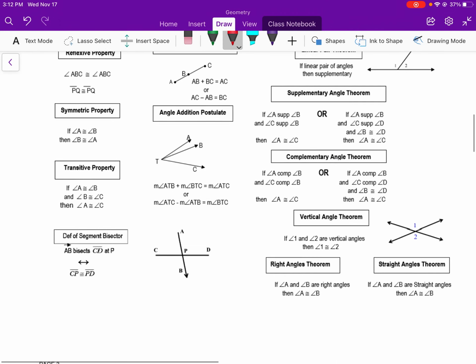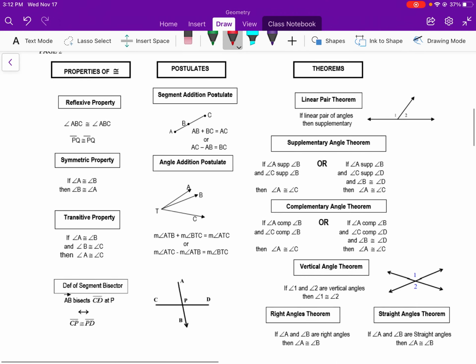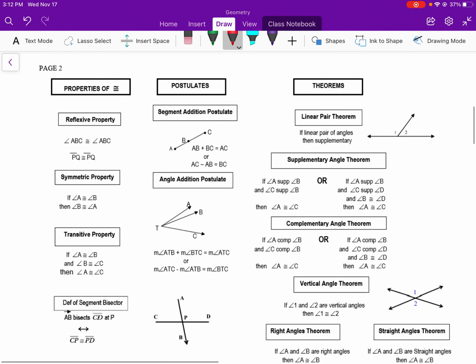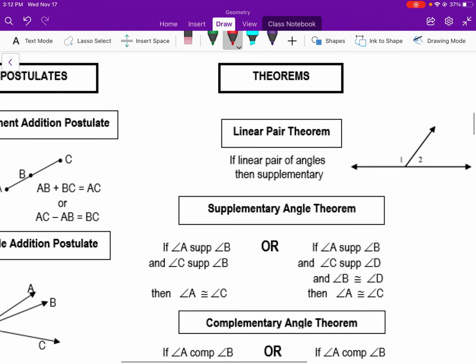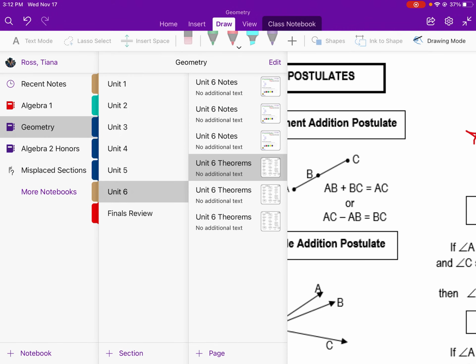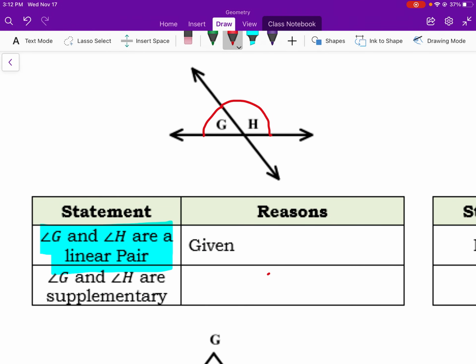So if I'm hunting through, and sometimes, when you're getting used to the layout here, you might have to flip through a bit before you get your orientation. But here we have the linear pair theorem, which tells me that if there's a linear pair of angles, then they're supplementary. So that's exactly what I'm going to use to prove this. It's just my linear pair theorem. Linear pair theorem. Not too bad at all.